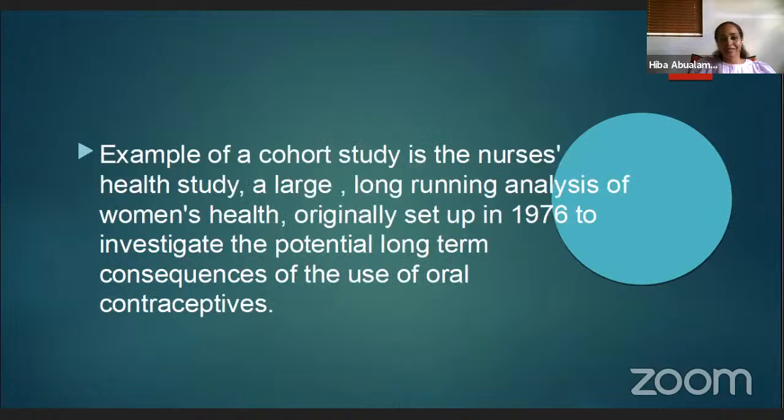An example of a cohort study is the Nurses' Health Study. It is a large cohort study. It began in 1976, a long-running analysis of women's health, and they investigated the potential long-term consequences of the use of oral contraceptives. And I will mention one of the findings: they did not find an association between oral contraceptives and breast cancer, for example.